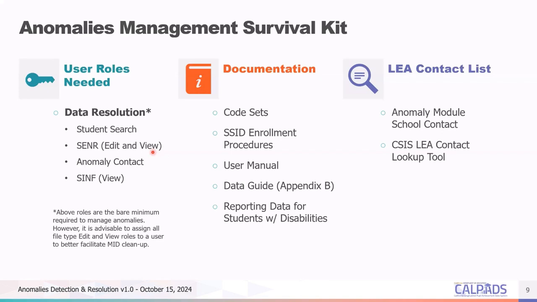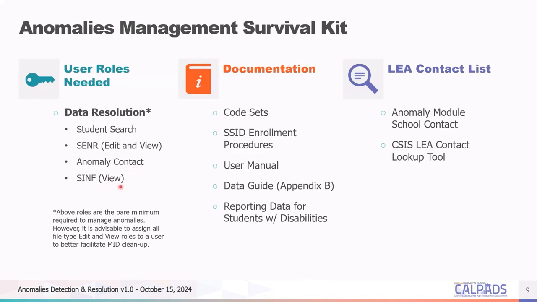You need to have the anomaly contact role to be able to access some of the functionalities that are just available for anomalies, which is the anomaly management section. And then this would also allow others to be able to see you as the anomaly contact for your LEA, so that just in case they need to reach out to your LEA, they can email you directly.